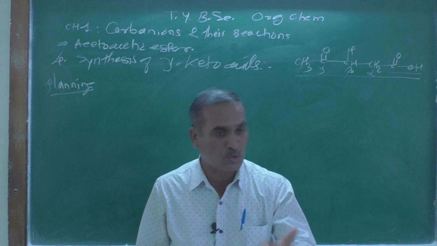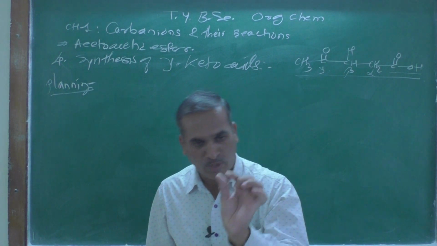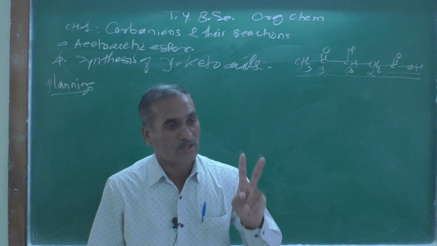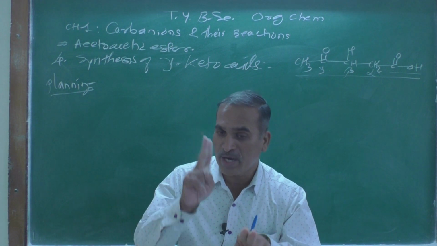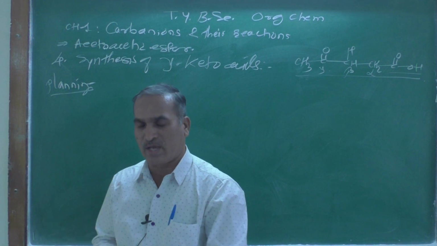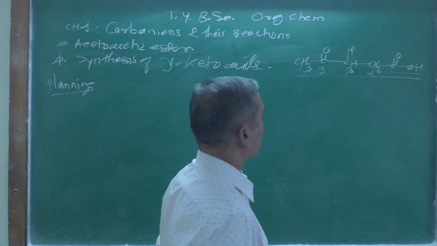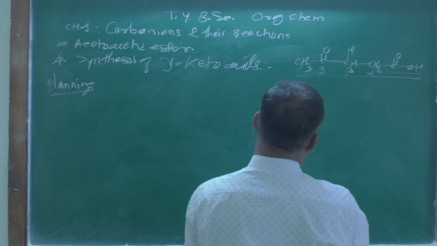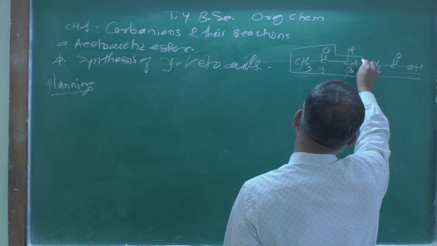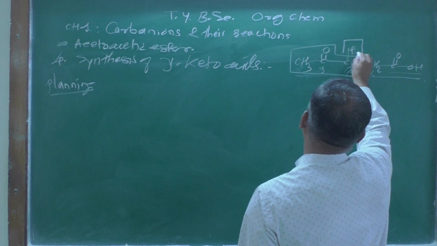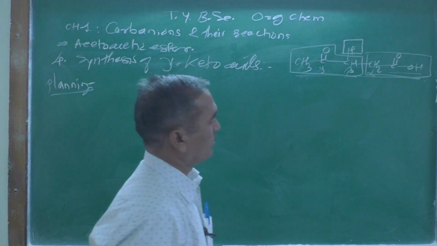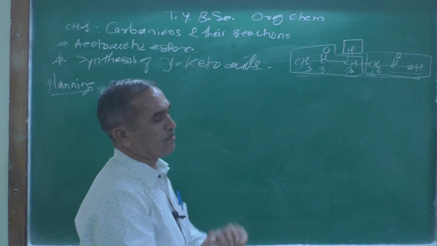By using these two versatile reagents, one is malonic ester and another one is acetoacetic ester. These are the two reagents. By using these two versatile reagents, a variety of different organic compounds we are synthesizing. Look here, I am marking some parts of this target molecule. Here one, and then marking like this. Look here. Right. Now I made three parts over there.